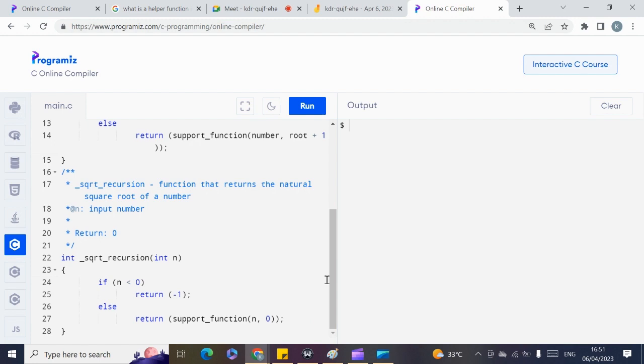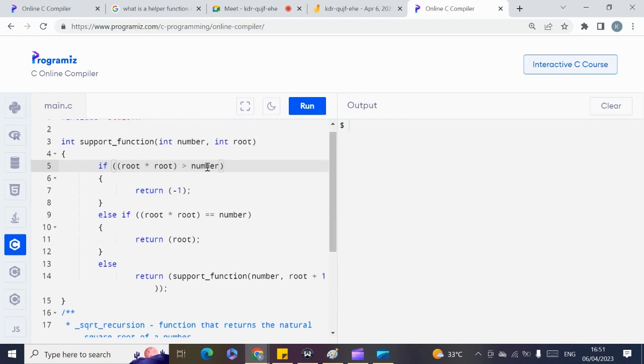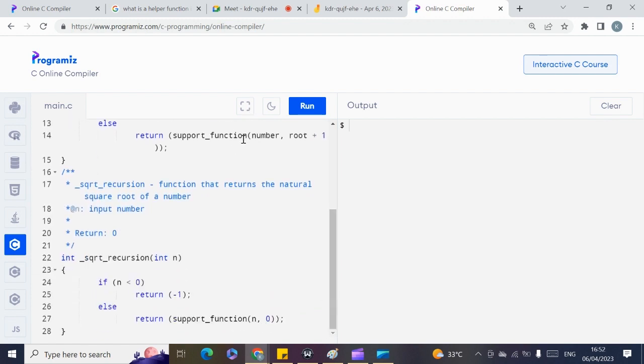Now, let's scroll down to your recursive function. Okay, so the recursive function is actually not calling itself. Here, this is calling itself, the support function, but the recursive function is calling the support function. So it's calling the recursive function by extension. Yes, that's what's happening.